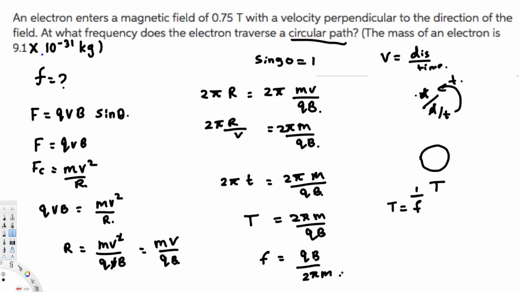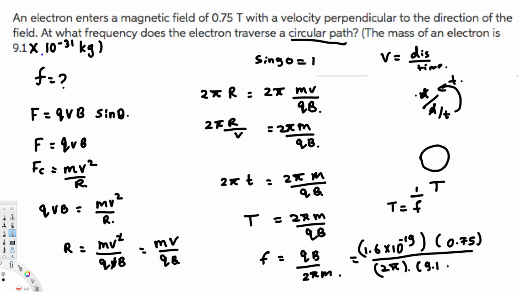Now we can go ahead and find our final value. Therefore frequency is going to be equal to q, that is charge, and the charge of the electron is 1.6 times 10 to the power of minus 19, times the magnetic field, that is 0.75, given in the question, and then 2 pi, multiplied by the mass of the electron, that is 9.1 times 10 to the power of minus 31. If you calculate this value, it is going to give you 2.1 times 10 to the power of 10 hertz, and that's going to be the final answer.